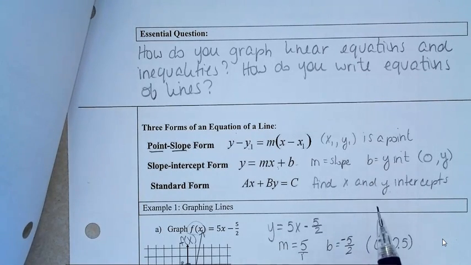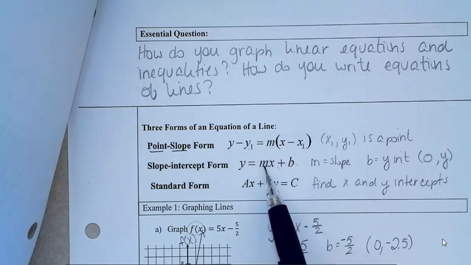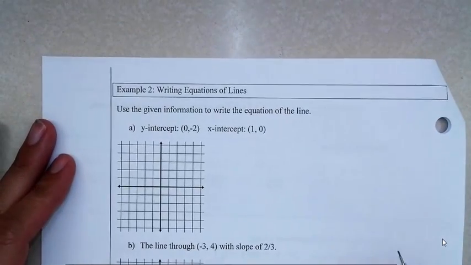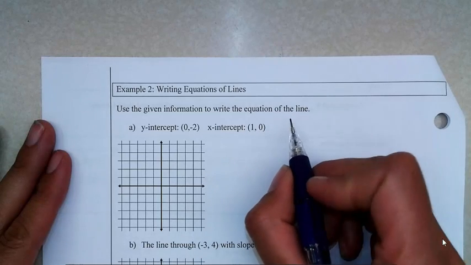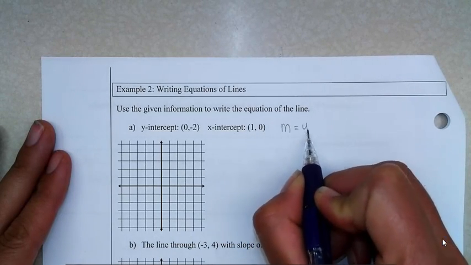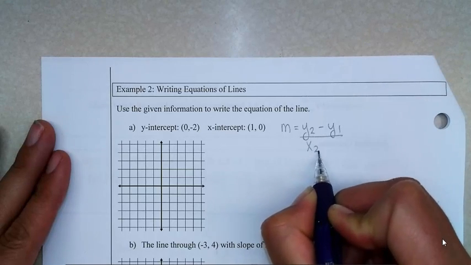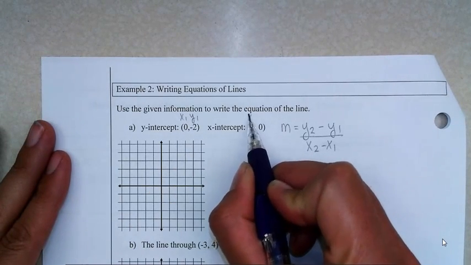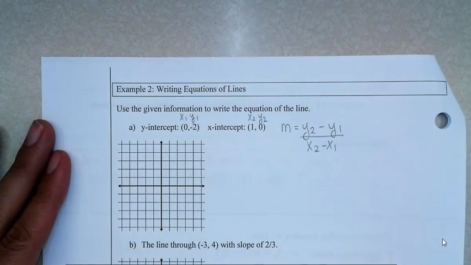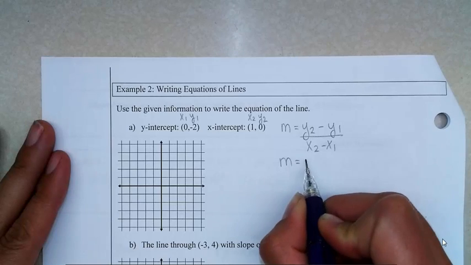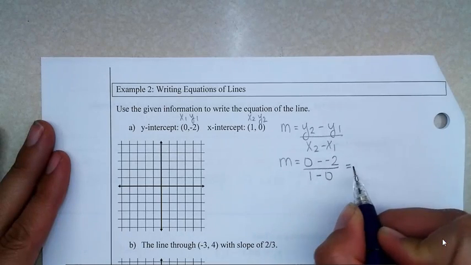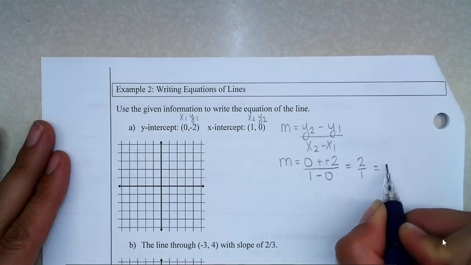Okay, so for me, I have 2 points. With those 2 points, I can find a slope. So I'm going to go ahead and find my slope, and I'll use one of these 2 equations. So let's start with finding our slope. All right, so we know that to find the slope, you want y2 minus y1 over x2 minus x1. Okay, I'll call this x1, y1, and I'll call this x2, y2. So my slope will be 0 minus negative 2 over 1 minus 0. So that becomes positive 2 over 1. So my slope is 2.